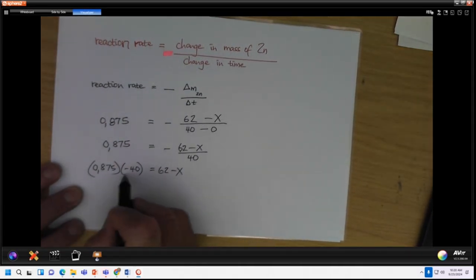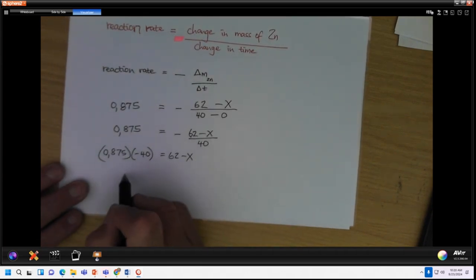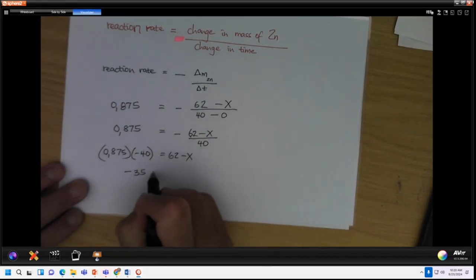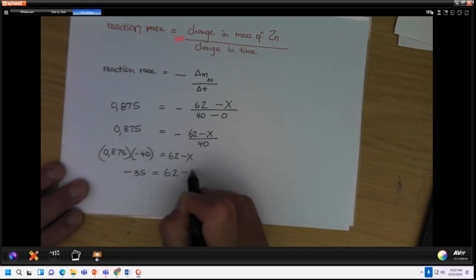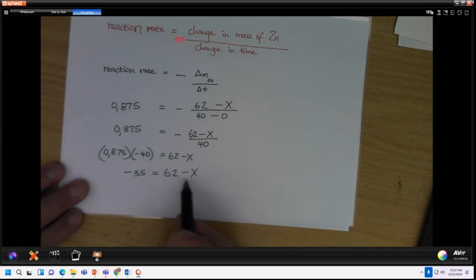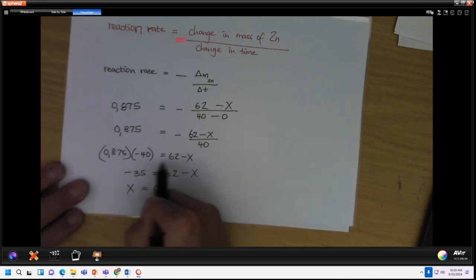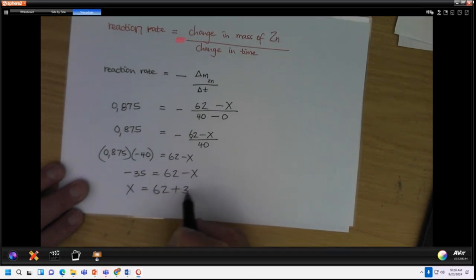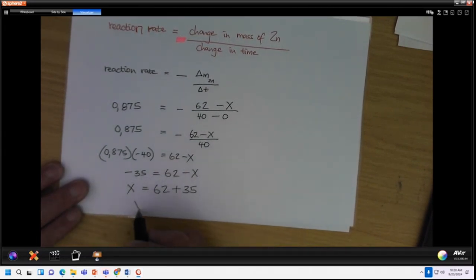This here now, on the calculator, is going to give me a negative 35. And then I've got here 62 minus X. I'm going to bring this minus X over. It becomes positive, you know that. And then according to the laws of algebra, I take this over, and that's going to be positive 35. We're using the additive inverses, whichever way you want to reason. 62 plus 35, the value of X is none other than 97 grams.